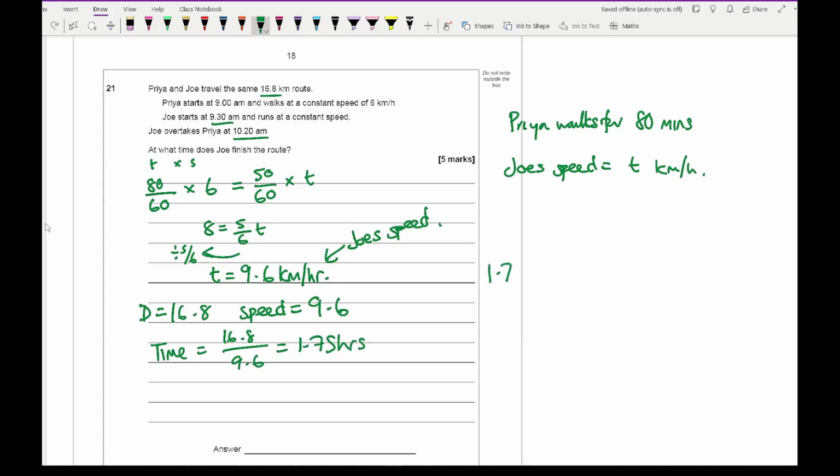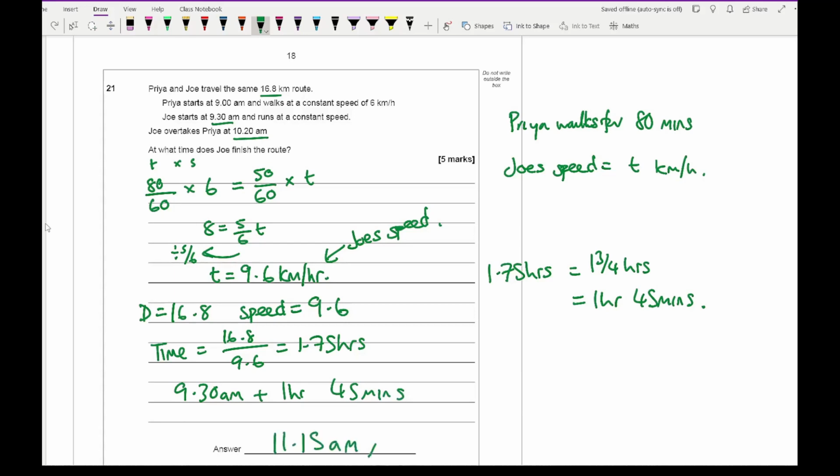Now 1.75 hours equals 1 3/4 hours, and 3/4 of an hour is 45 minutes, so that's 1 hour 45 minutes. So what I need to do, if he starts at 9:30, so 9:30 AM plus 1 hour and 45 minutes, well, that's going to give him a finish time of 11:15 PM.